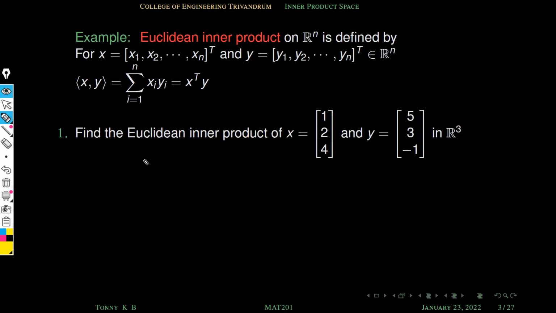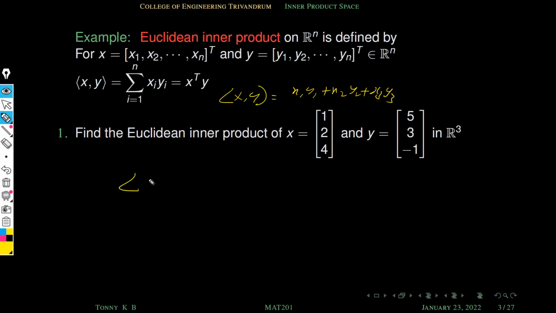For example, we consider two vectors x equal to (1, 2, 4) and y equal to (5, 3, -1) in R3. We know that R3 is a vector space, and now we have an inner product on all the Rn's. In particular, we have the Euclidean inner product on R3. What is the definition of the Euclidean inner product on R3? The inner product of x, y is equal to x1 y1 plus x2 y2 plus x3 y3, because in R3 we have only 3 coordinates, 3 components.